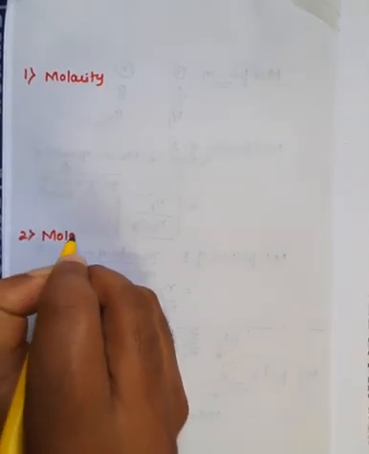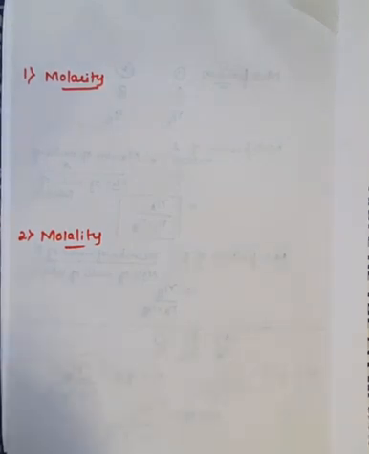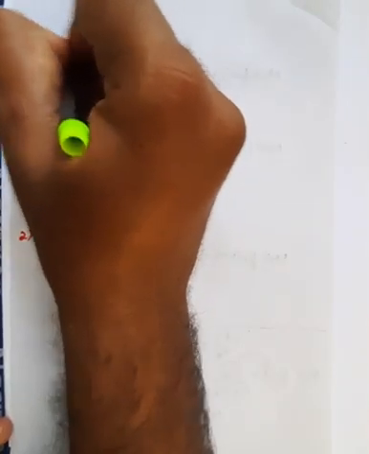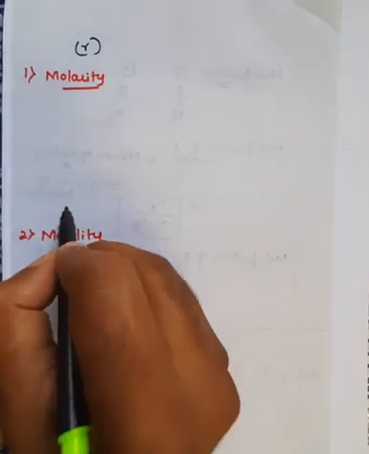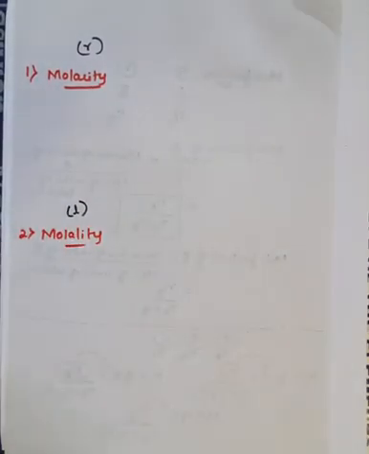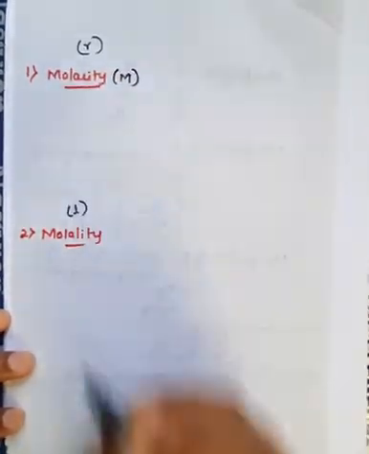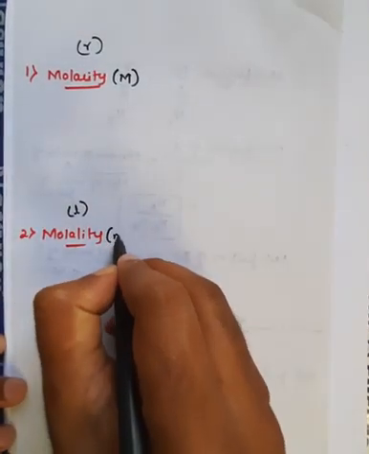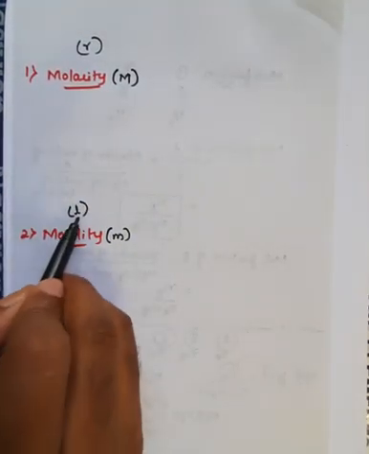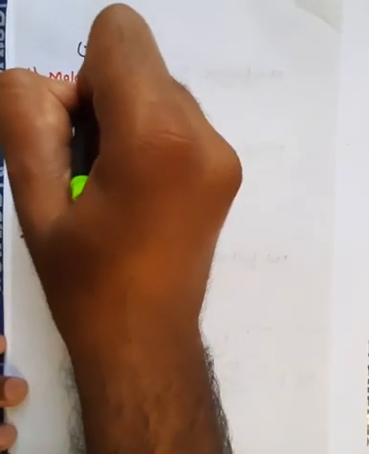The first one is molarity, right? And the second one is molality, right? So be careful with the words. There is only one difference. Here we are taking R, that is molarity, and here we are taking L, that makes the difference, right? So one is molarity and another one is molality, right? Molarity is given in terms of capital M, and molality is given in terms of small m, right? Remember, here we have L, and here we are taking R.